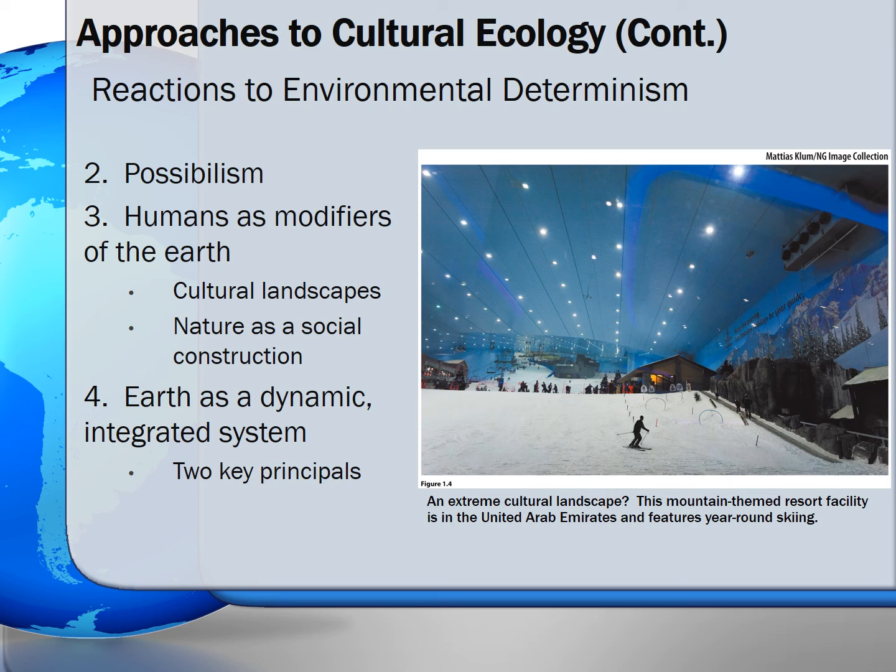The third approach is humans are modifiers of the earth. This is the ability of humans to modify their surroundings. In this theory, humans are the driving force in shaping the environment. In other words, human activities transform natural landscapes. This process results in what is called cultural landscape. Cultural landscapes are the results of humans transforming the natural landscapes through their activities.